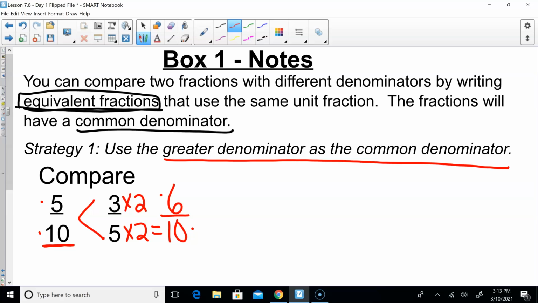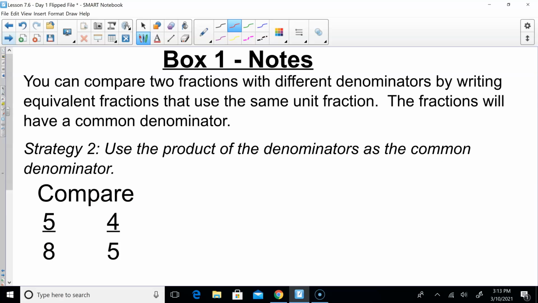So that strategy works if you have a denominator that can be the common denominator, where you're only multiplying one set of fractions to find an equivalent fraction with the same denominator. So you can pause that, write down that strategy.